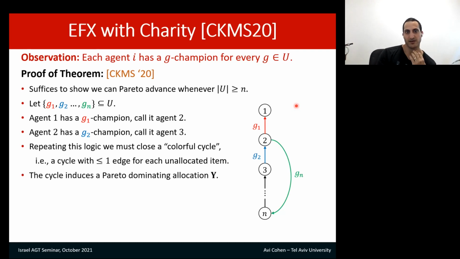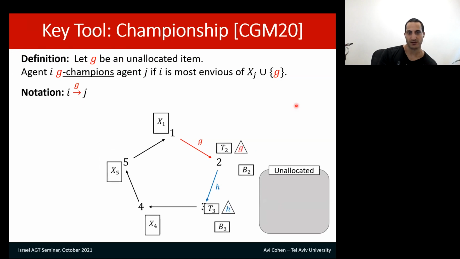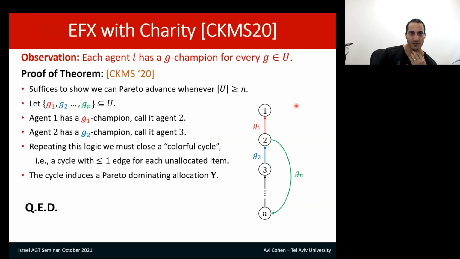So because there's a colorful cycle like that, we can find the Pareto dominating allocation, as we've shown in this example. Essentially, we have something like this, only with more goods and no envy edges. And this proves that we can always advance when we have n unallocated goods. So there has to be an EFX allocation with only n-1 unallocated goods. This proves the SODA 20 theorem.